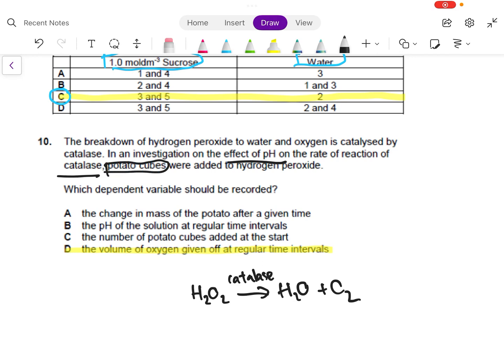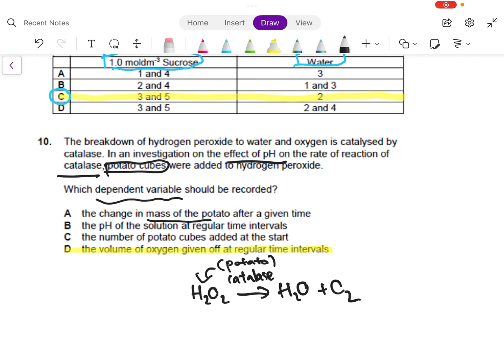What have potato cubes got to do with this reaction? Well, because you can find catalase in potato. So basically they are placing these potato cubes into hydrogen peroxide at different pHs. What is the dependent variable? The dependent variable is the variable that will change and is the one that you are recording.